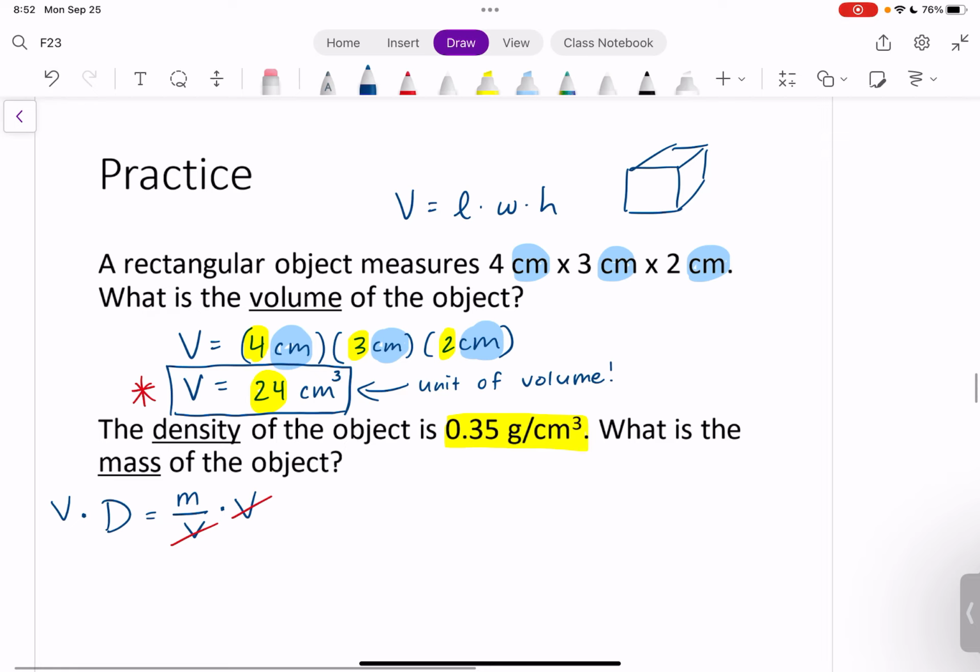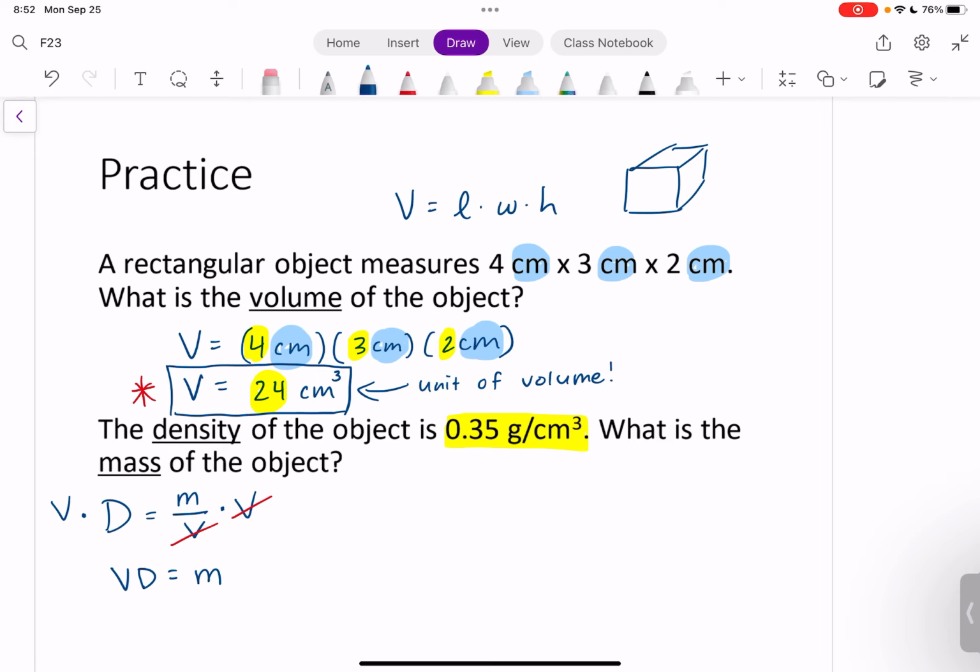Right? These two sides of the equation need to be equal. And if I only multiply by volume on one side and I don't do it to the other side, those two sides are no longer equal. All right, so now we've got VD equals M. And we are good to go, right?